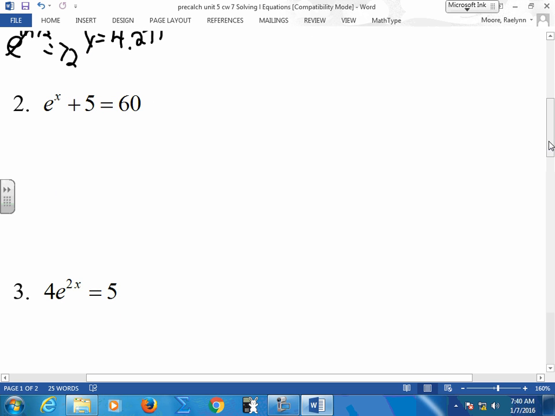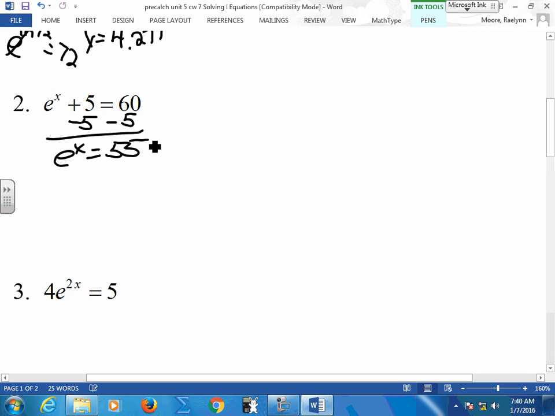Now, same setup, only difference here is there's a plus 5. So the first thing we need to do, we can't put logs to both sides unless they're one term, one term. So we're going to subtract the 5. And then we're going to do the same thing. How do we get that x down? From our power rule of logs. So what do we have to do to both sides?